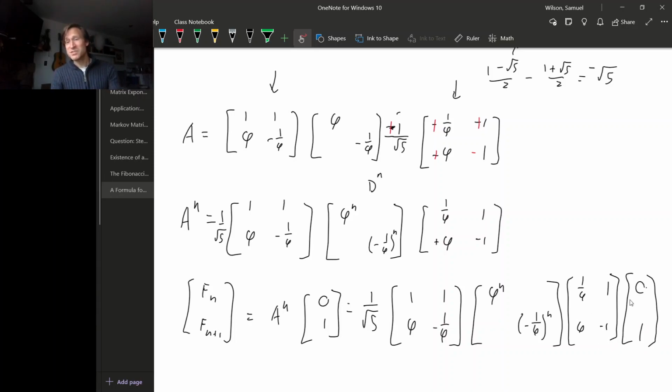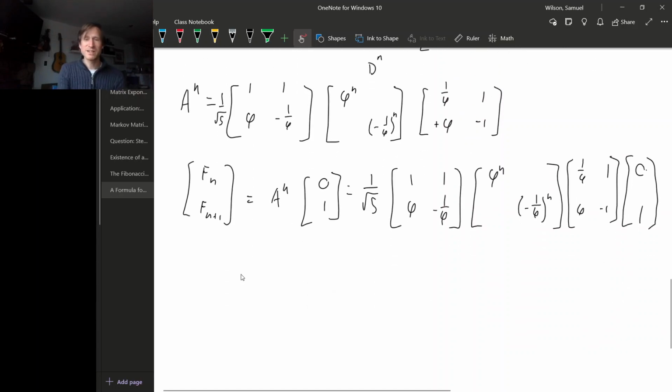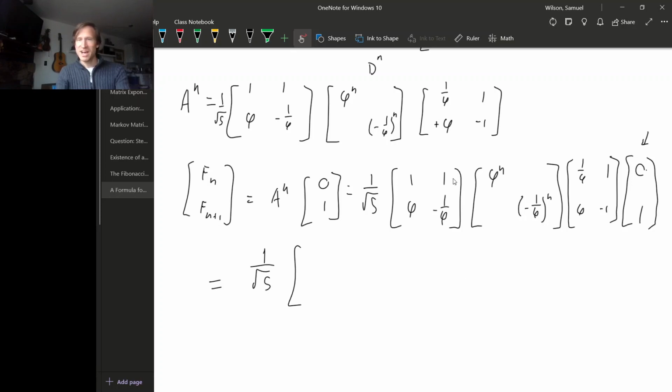Okay, so now we just need to work out this matrix product. It's a little messy, but it's not that bad, so let's do it. It looks like it's going to be easiest to start all the way at the right, just because then we can take advantage of the 0 that's right there. So 1 over root 5 times, actually, why don't we do this product and this product at the same time?